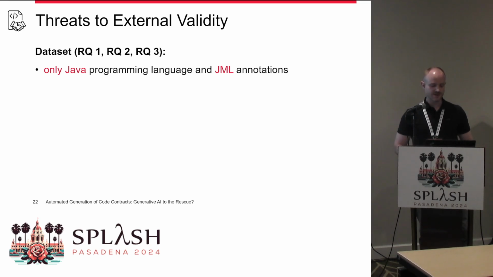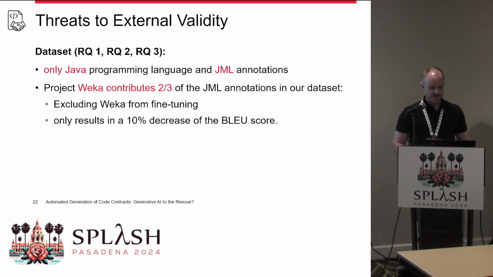And something to be mentioned about our data set is that if you look at how we pulled out these contracts from different repositories, we saw that two thirds of our JML annotations are actually coming from a single project. So there's this question whether it's kind of biasing our fine-tuning and the resulting outcomes. What we did is we excluded that project from fine-tuning and redid all this 5-fold cross-validation. We saw that there's only a decrease of 10% in our BLEU score. So probably it's not that much of a problem here.